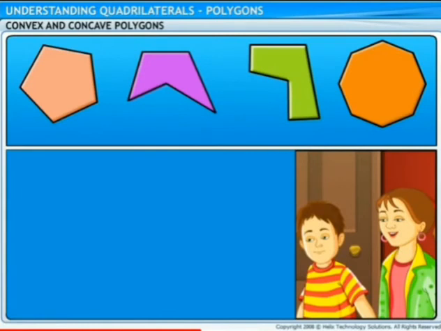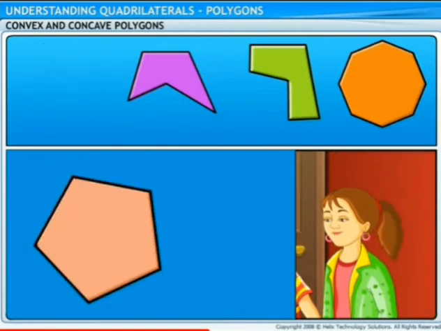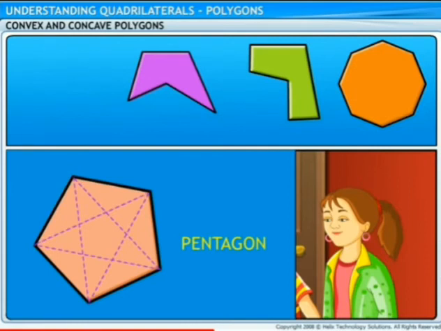Now we will see 4 polygons. John and Alice, here are 4 polygons. Name them and identify if they are concave or convex polygons. Alice, you first. The first polygon has 5 sides. So, this is a pentagon. Now, on drawing the diagonals, we see that all lie inside the polygon. Thus, it is a convex polygon.